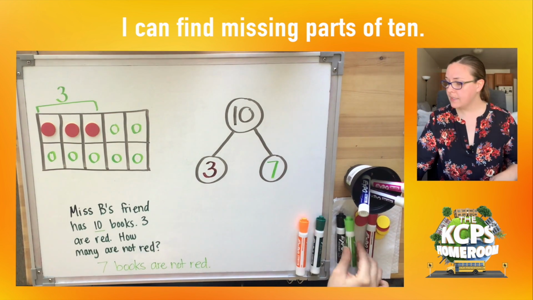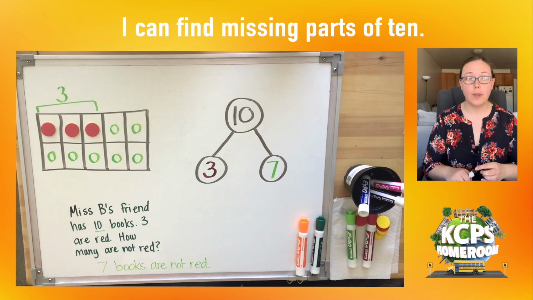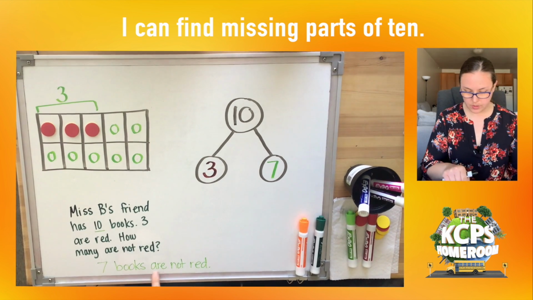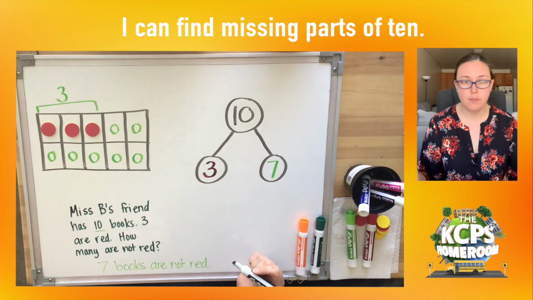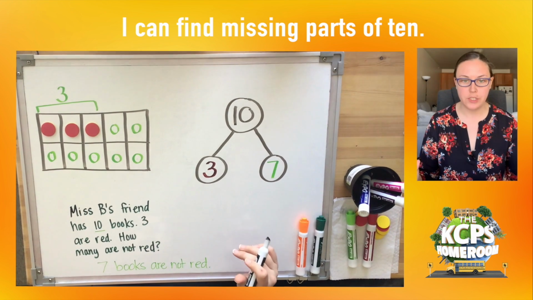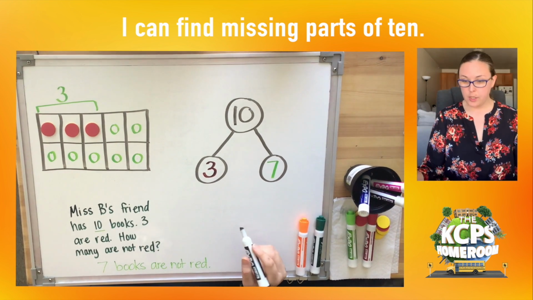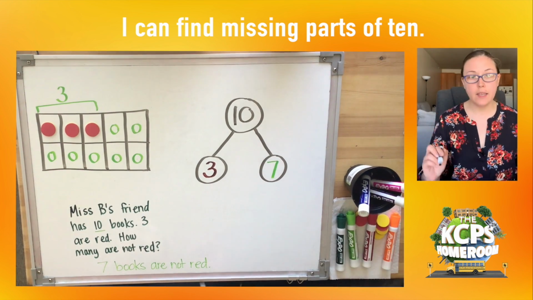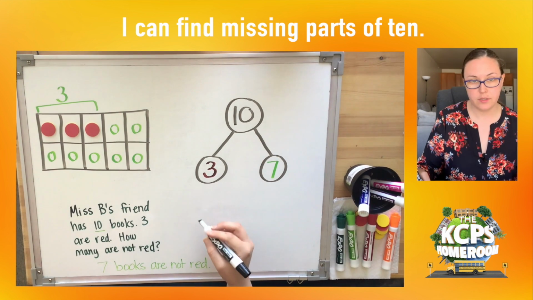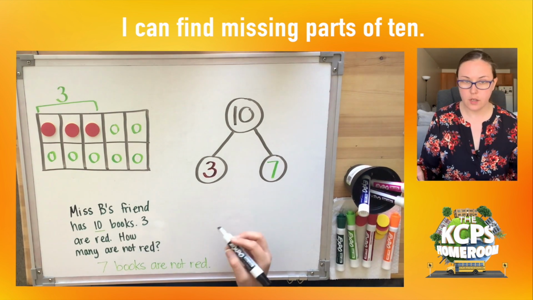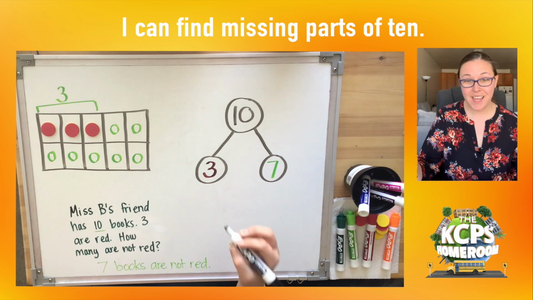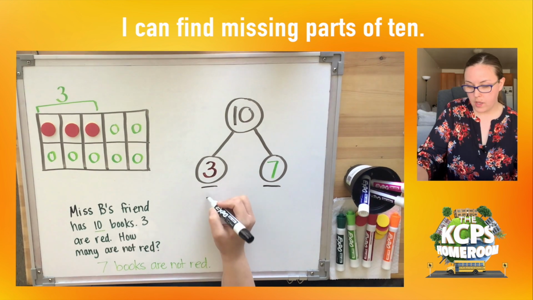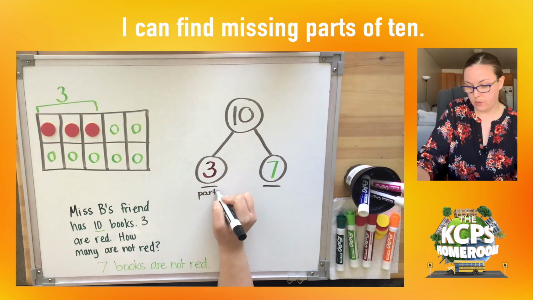Now the last step we're going to work on today is writing an equation. Okay, we've written our answer statement down here. 7 books are not red. But I'd also like us to model this story as an equation, as an addition sentence. So we can write our addition sentence one of 2 ways. We can either write it to talk about the parts first, or we can write it to talk about the whole first. Today, we're going to practice the parts first. So this part was 3.